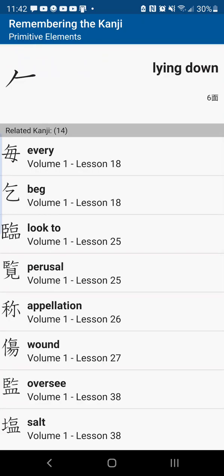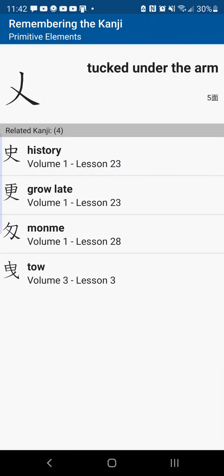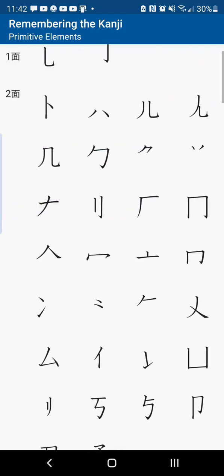Lying down, I think that looks like a gun. If you get shot by a gun, you'll be lying down all right. Tucked under the arm, I could see it. Someone holding a broomstick kind of under their arm there.